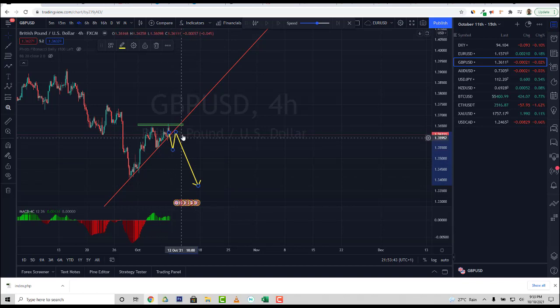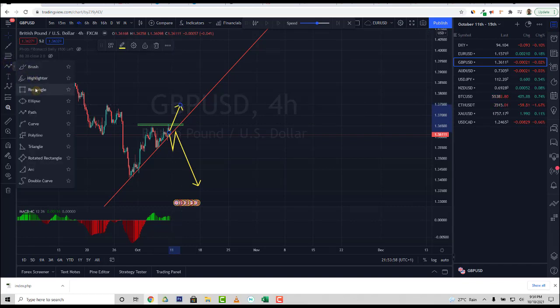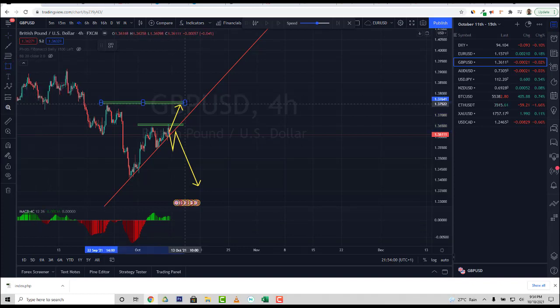However, this becomes invalidated if it were to break this zone up here. If it were to break this zone up here, believe you me, the next target is going to be just about there, just about here, right? Yeah, that's it. So this is going to be a very precarious one, so we're going to be careful. We have to see either one of these conditions met before we jump into the trade on GBPUSD come tomorrow.